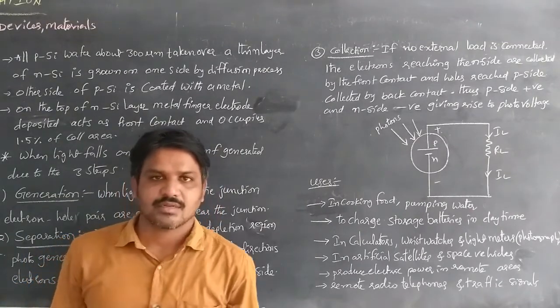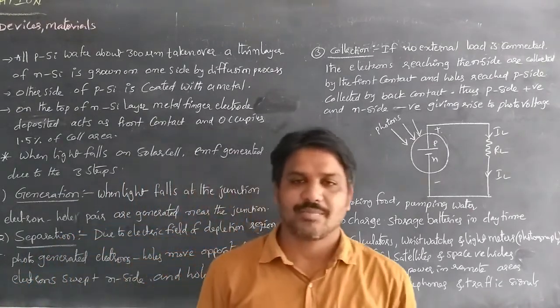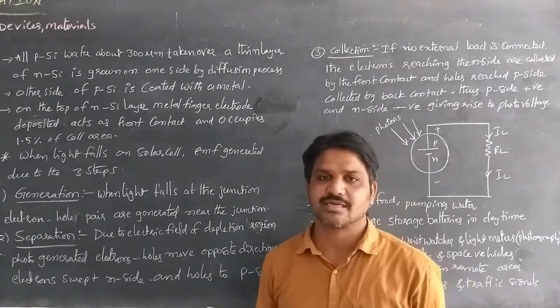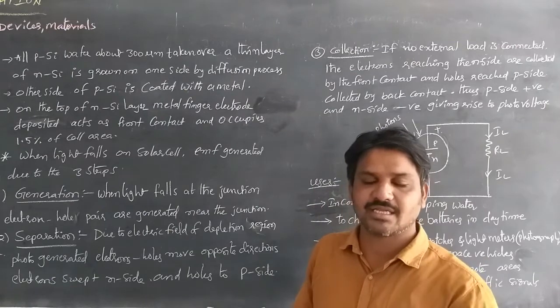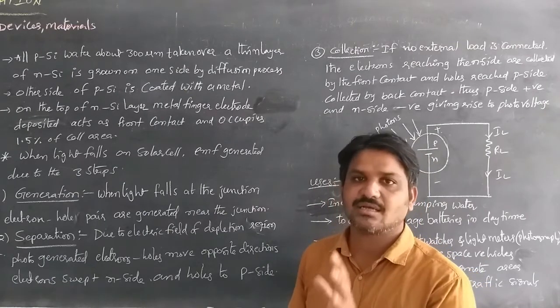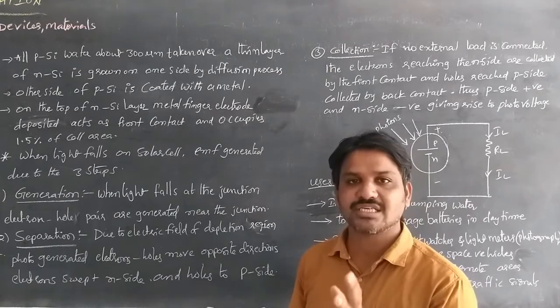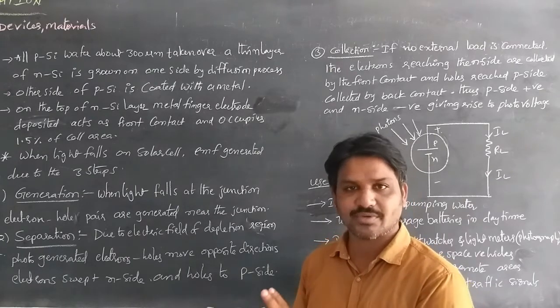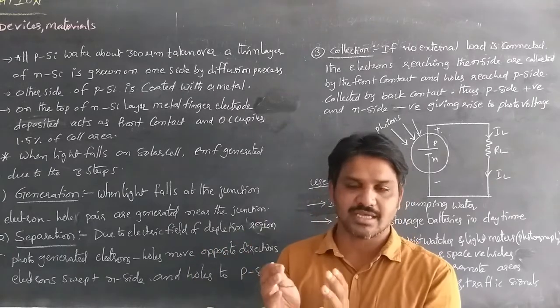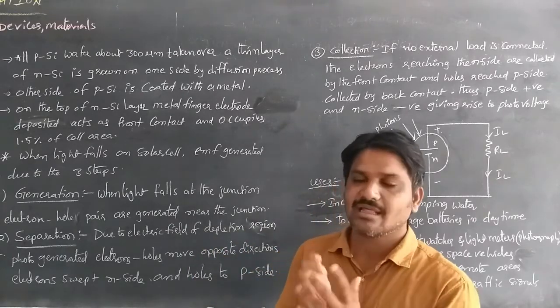When light is incident on the PN junction and an electron-hole pair is generated, that is called generation. After generation, due to the electric field of the depletion region, the photo-generated electrons and holes move in opposite directions: holes towards the p side and electrons towards the n side. Then what is the collection?